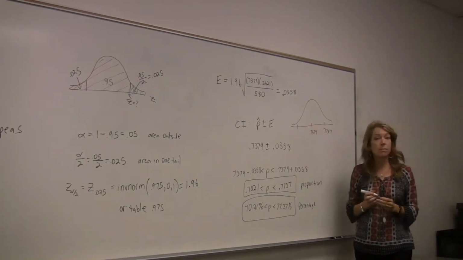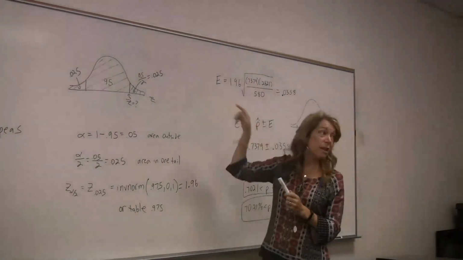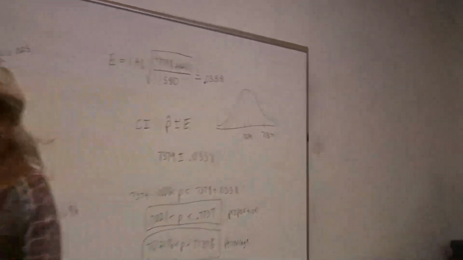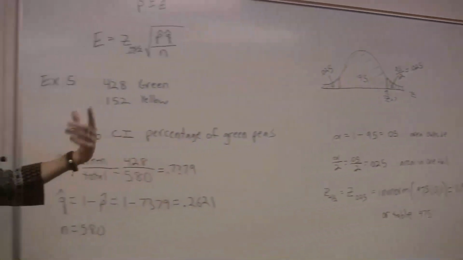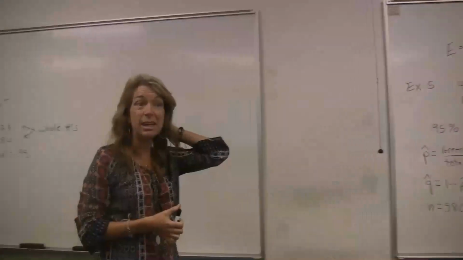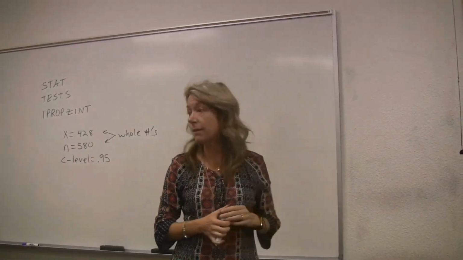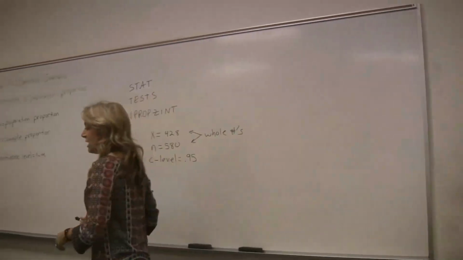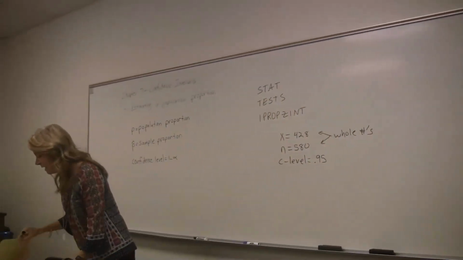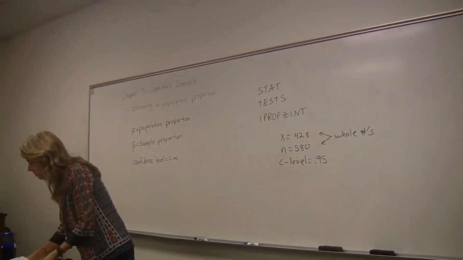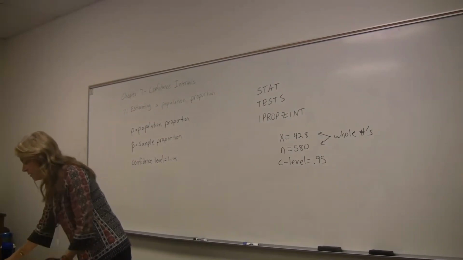So you don't even ever have to use that formula again, as long as you know what your calculator is giving you, which is why I insist that you put the P in there, so that you know you're finding a confidence interval for a P. Okay, let's try another one. I think we can do example 6 in about 2 minutes, as opposed to 20.